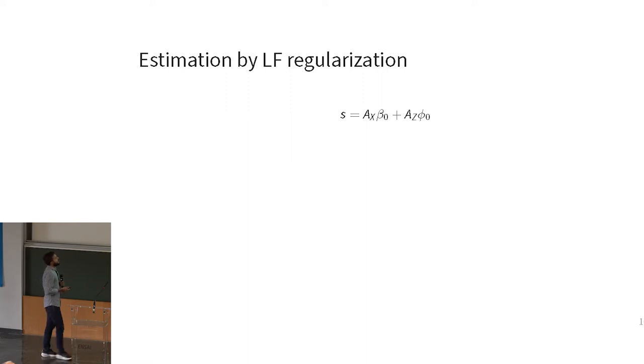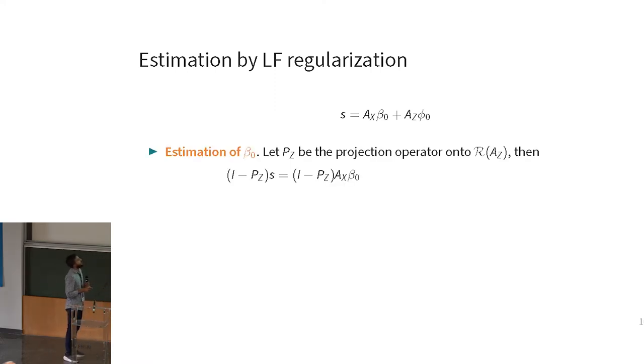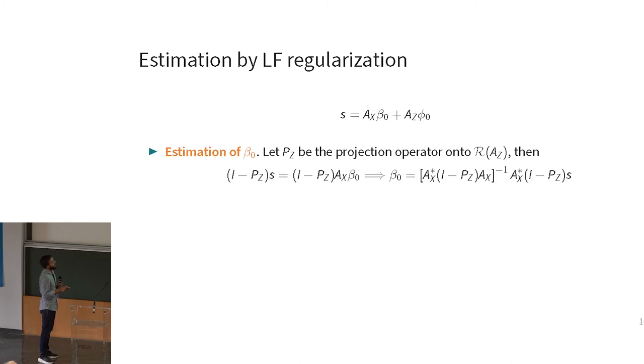To estimate the beta naught, first of all, we will isolate this finite dimensional component. Let's define Pz as the projection operator onto the range of Az. Then, by applying this residual operator, we partial out the non-parametric part of the model, and then we can isolate the beta naught in this way here. So an estimator of beta naught is going to be obtained by replacing these unknown quantities by their estimates.